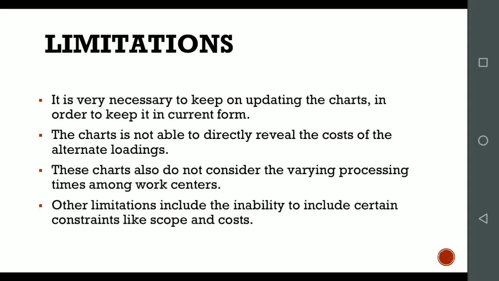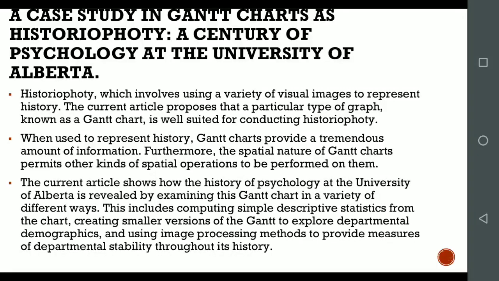The chart is not able to directly reveal the cost of alternate loadings. Next, this chart also does not consider the varying process times among work centers. Other limitations include the inability to include certain constraints like scope and cost. So these were the limitations of Gantt charting.